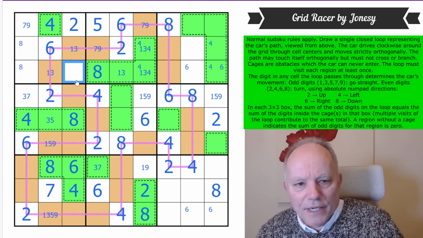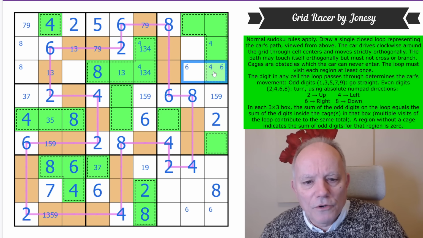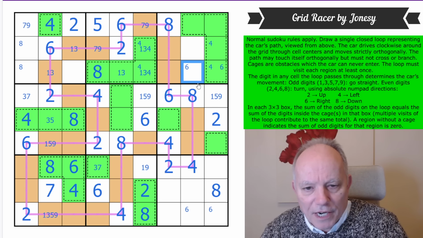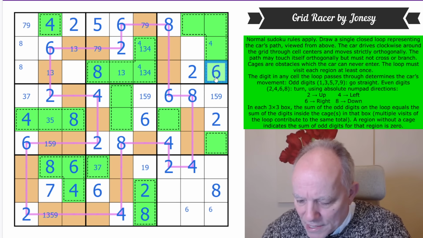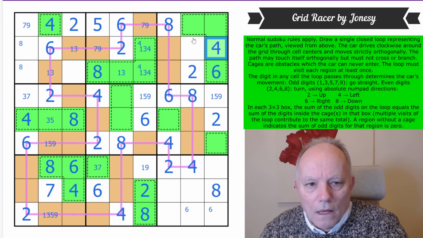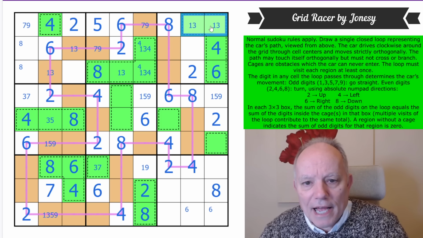This is how we do it. Now there's a 2 in that cell by Sudoku. We've got 4 2s looking into box 3. That's a 2. That's a 6. That's a 4. These are a 1, 3. So I can just add up this green cage.